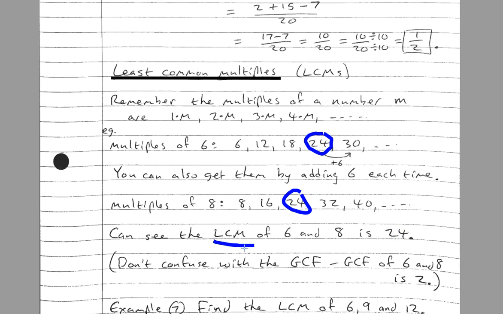The least common multiple, don't confuse this with our earlier idea, greatest common factor. If you look at all the factors of 6 and all the factors of 8, the greatest common factor is 2. So one way to remember it: the greatest common factor is always smaller than the two numbers. The least common multiple is always going to be bigger than the two numbers.